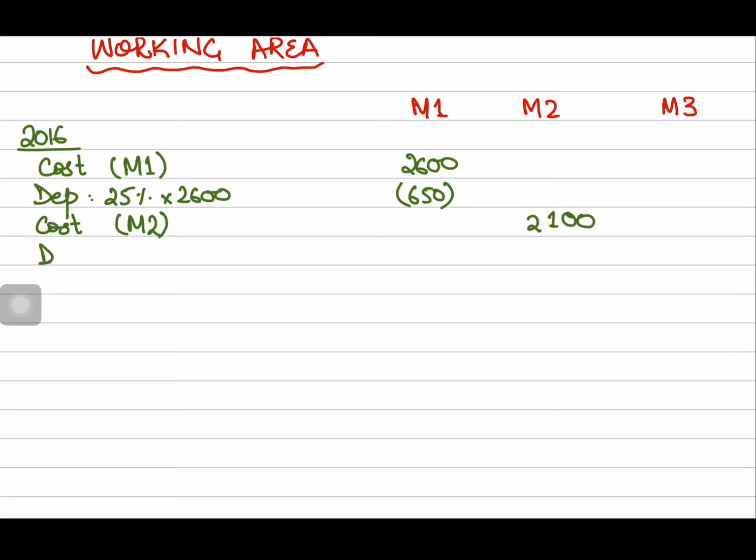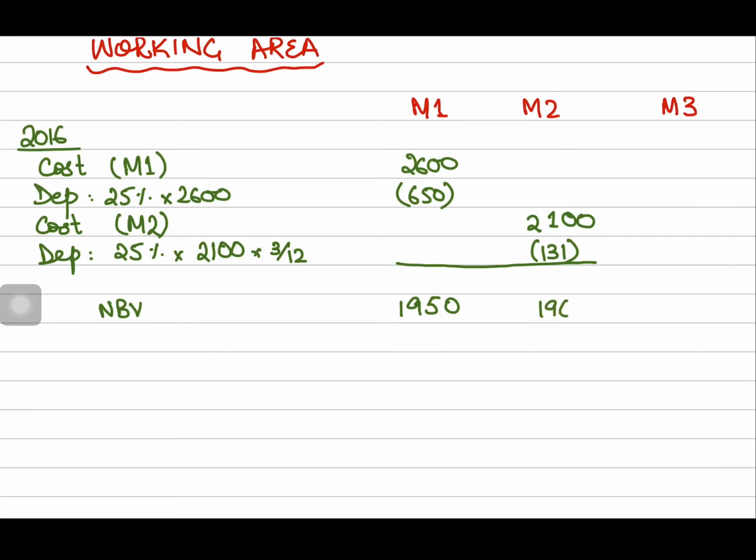And for how many months will I now charge depreciation on this asset? 25% multiplied by the cost for 3 months only, so 3 divided by 12, and that would be 131.25. Let's just make it 131. Now let's calculate the net book values for the year ended 31st December 2016, and that will be 1950 for machinery 1 and 1969 for machinery number 2.